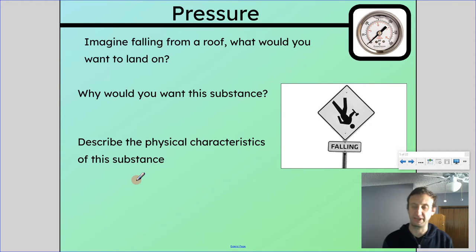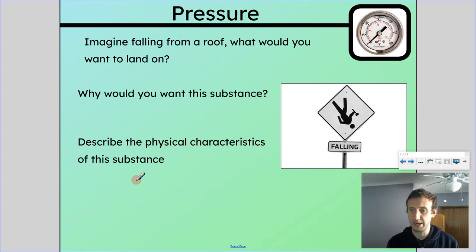So let's discuss this whole area thing. Let's say you're falling from a roof. So you fall off the roof. What would you want to land on? You have a moment to wish whatever you want to be beneath you. What do you want to land on? And why do you think that substance might be better than something else?